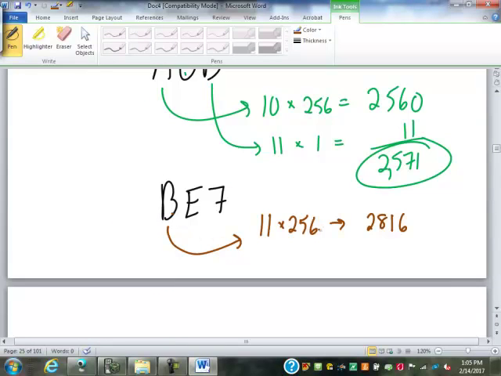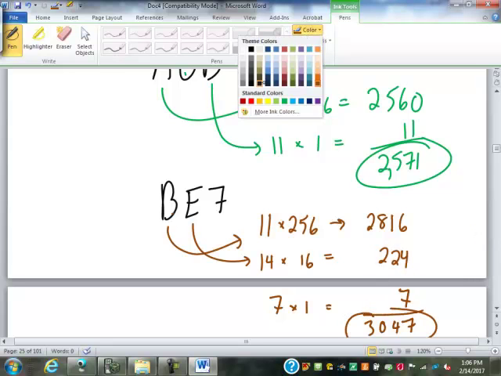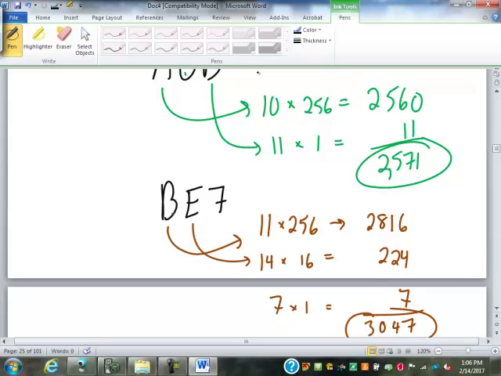So B is 11 times 256. E is 14 times 16, which is 224. And then the 7 is just 7 times 1. So what, 2816 plus 224 plus 7 is 3,047. Perfect. Any questions on those?